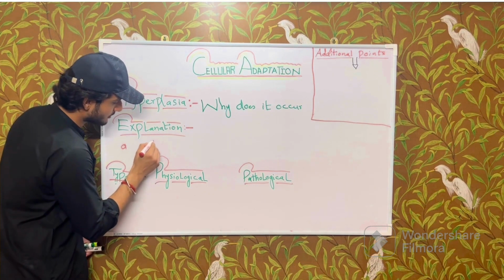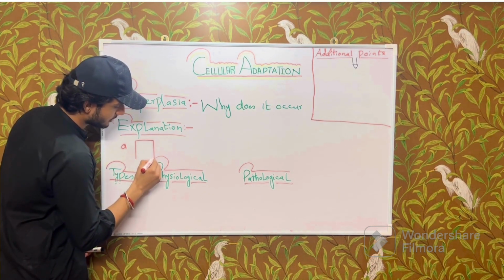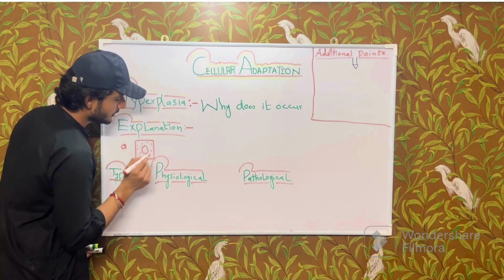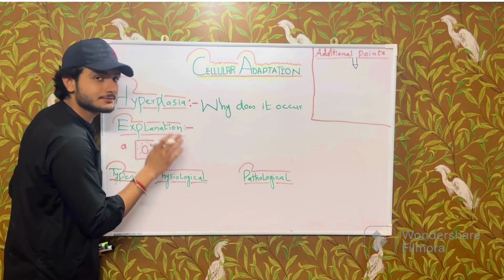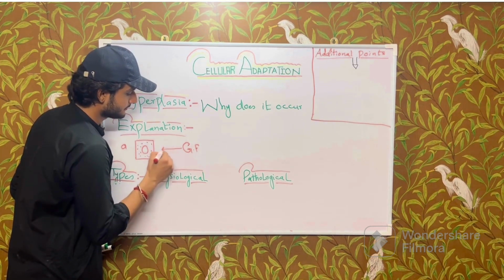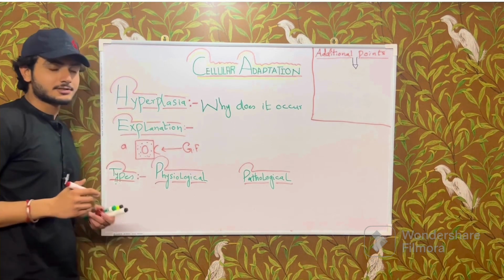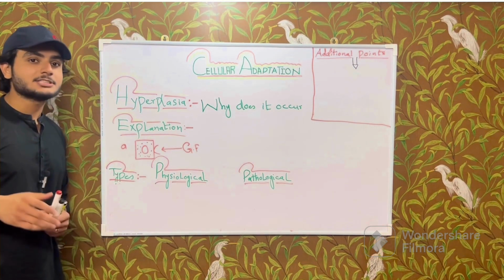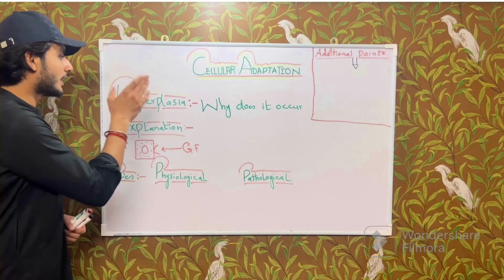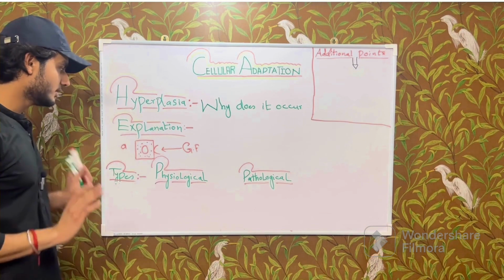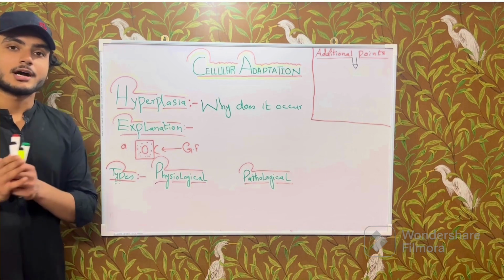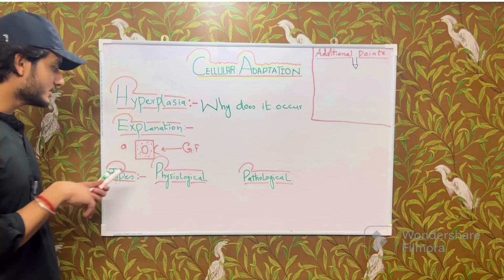Consider this is the normal cell. If this cell, due to excessive stimulation of growth factor, starts proliferating at a much higher rate than the normal, then because of this proliferation, hyperplasia occurs. So this is the first reason: the mature cell getting stimulated by the growth factor at a much higher rate than the normal. Now let's talk about the second reason.